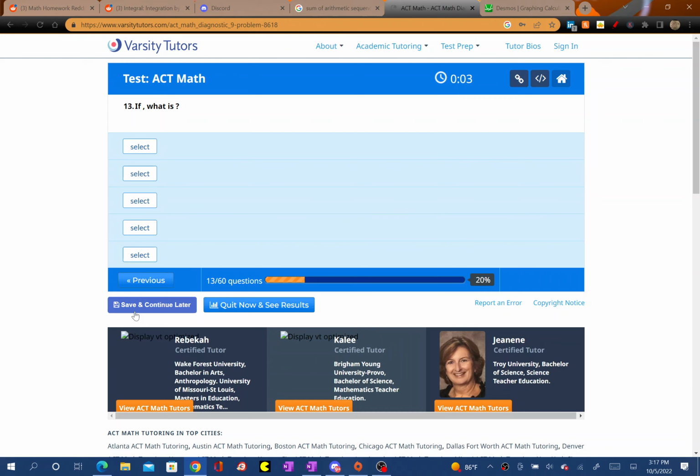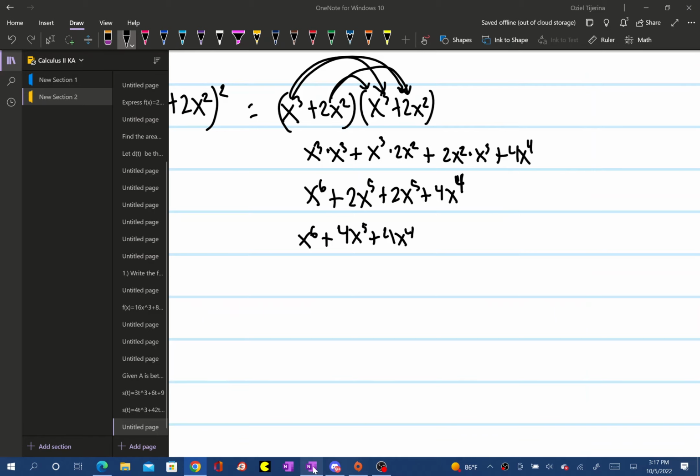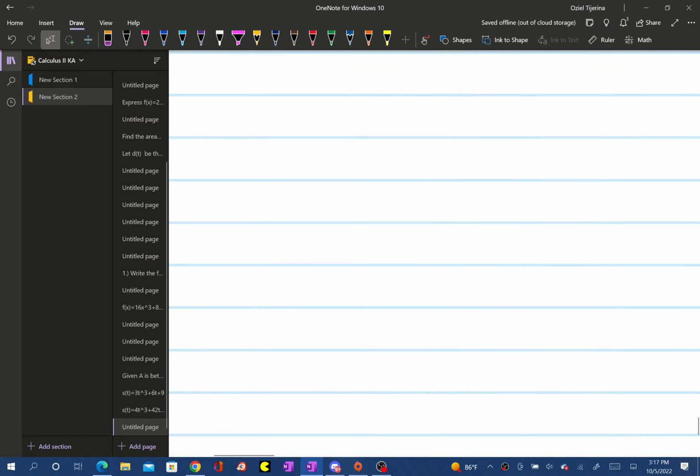If log base x of 49 is 2, what is x? So if log base x of 49 is 2, we know that log base b of y equals x.